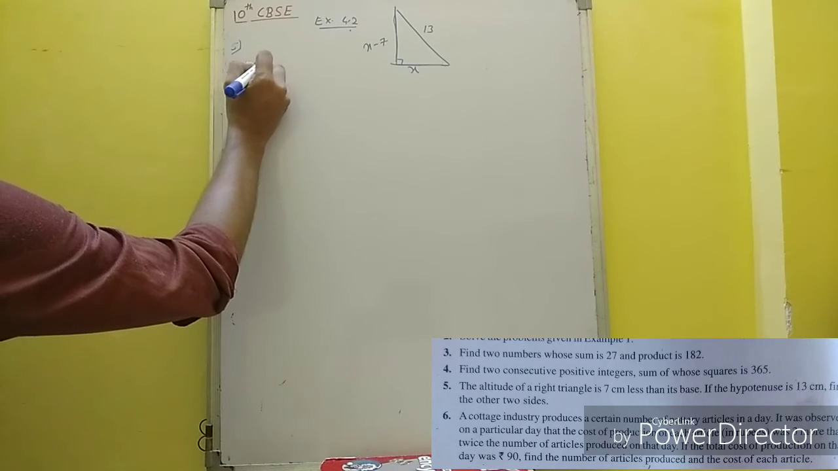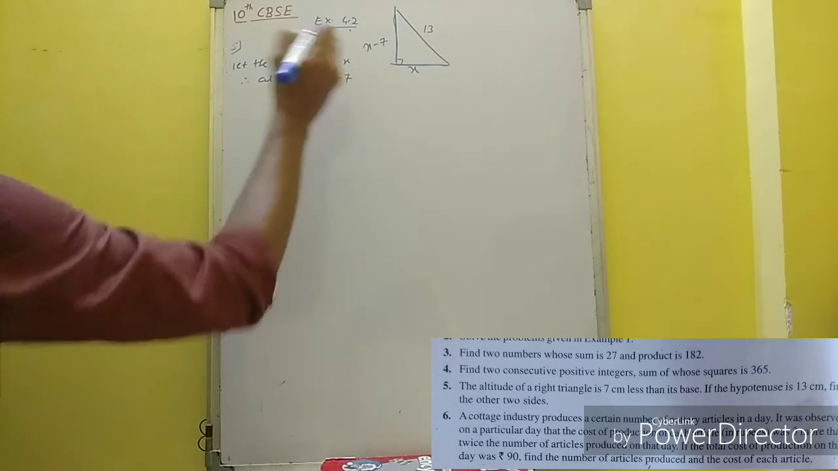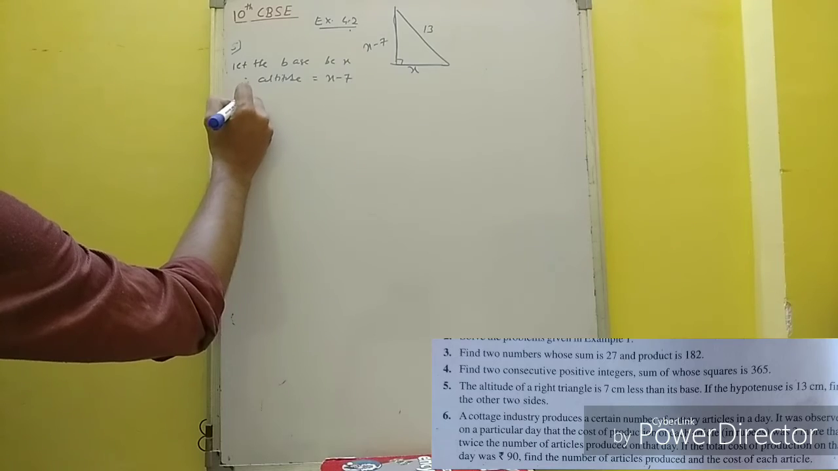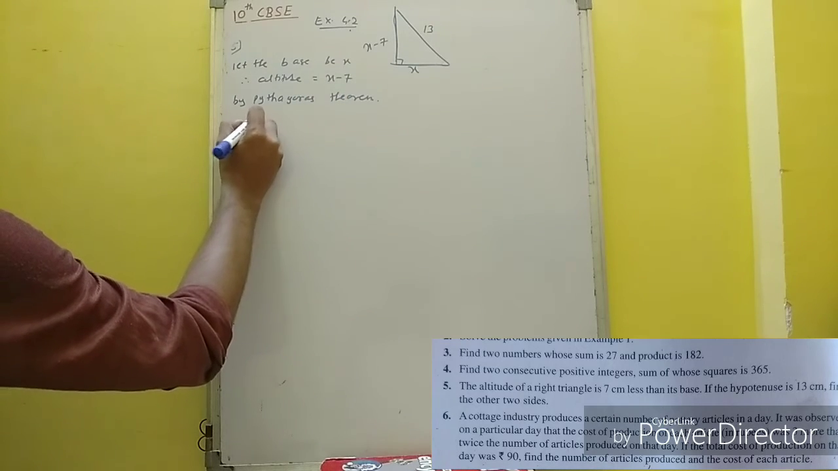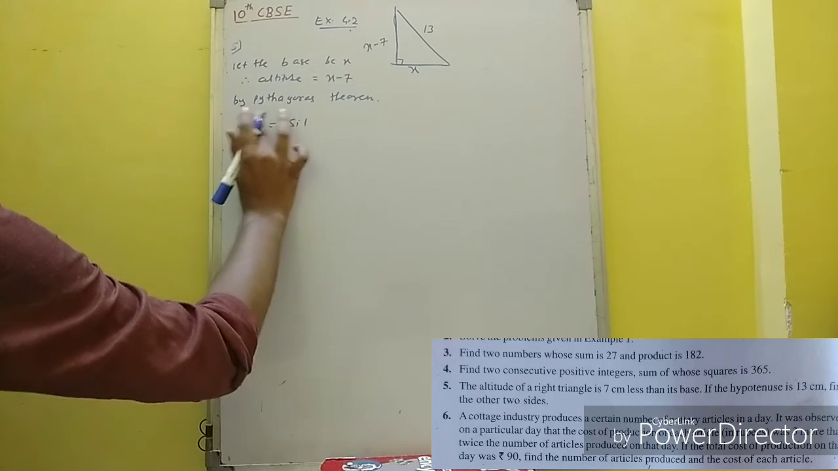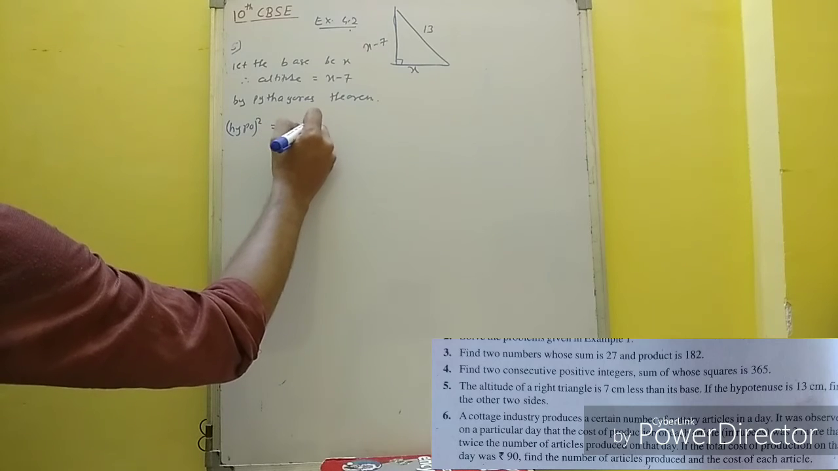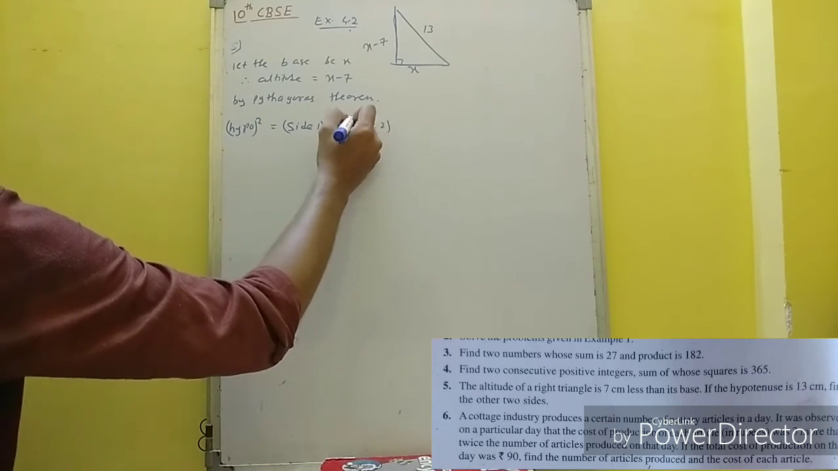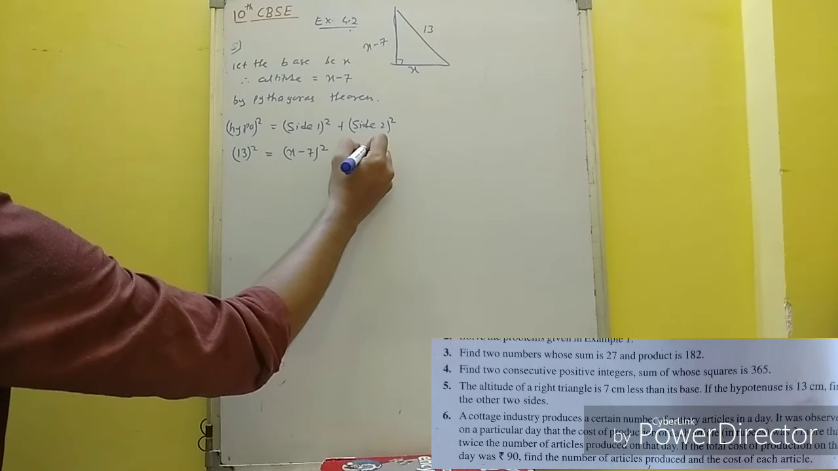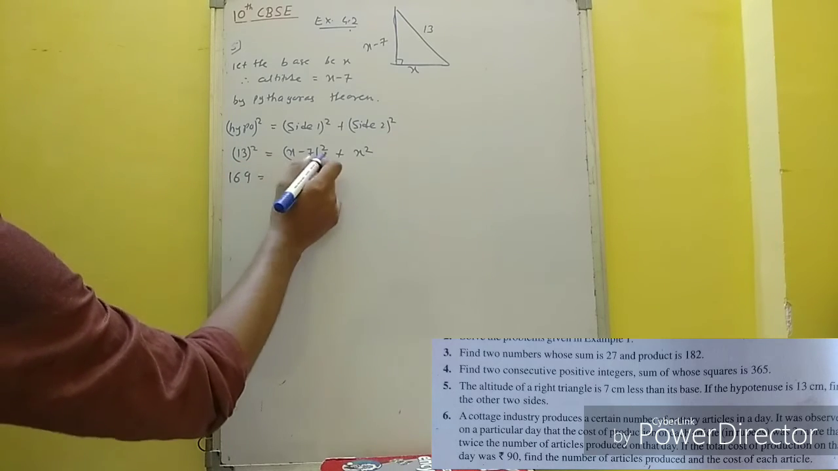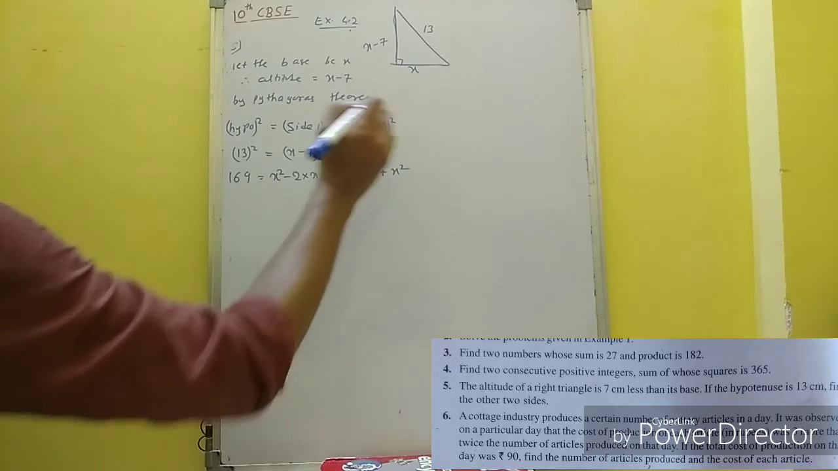So we take, let the base be x. Therefore the altitude is equal to x minus 7. Therefore by Pythagoras theorem, hypotenuse square is equal to side 1 square plus side 2 square. Hypotenuse square is 13 square, side 1 square is x minus 7 the whole square, side 2 square is x square. 13 square is 169, a minus b the whole square is a square minus 2 into a into b plus b square, 7 square is equal to x square.